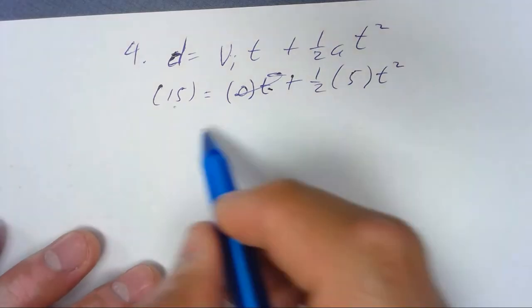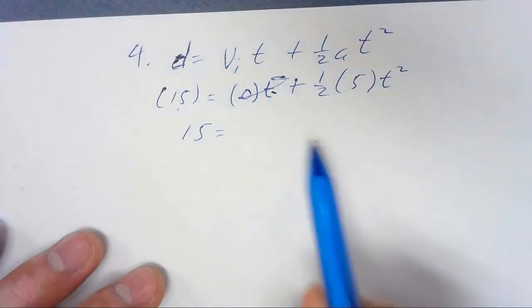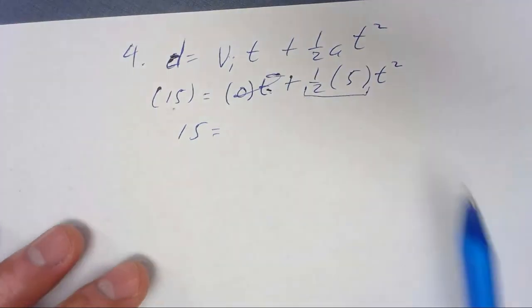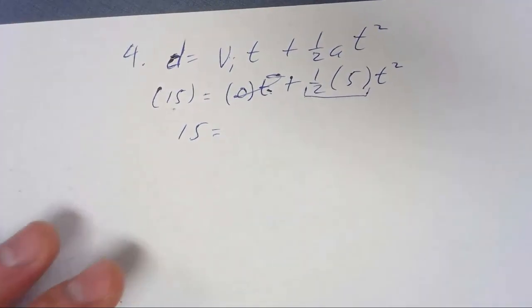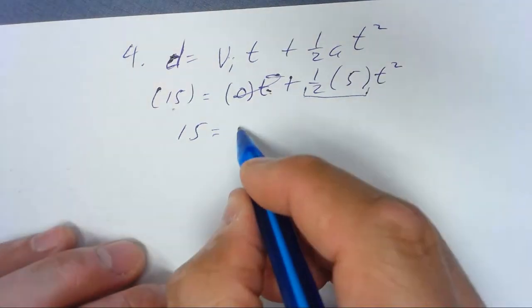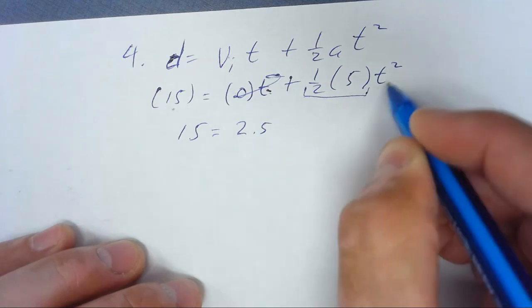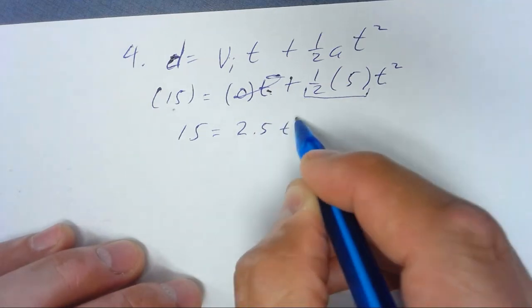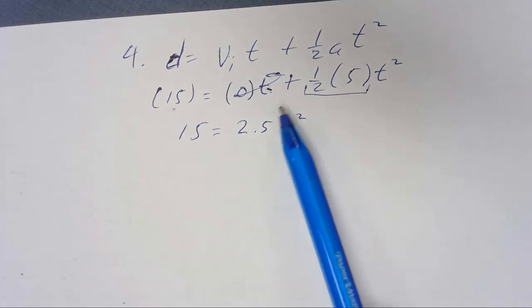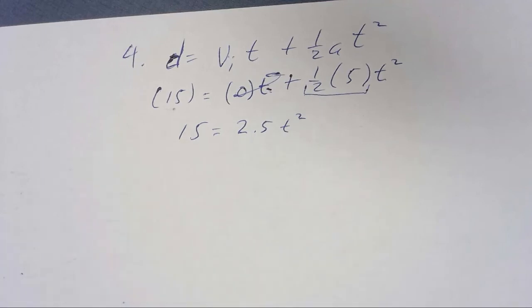So to simplify this, we have 15 on the left side. 0 went away. 1/2 times 5. Remember I said multiplying by 1/2 is the same as dividing by 2. 5 divided by 2 is 2.5. So this is 2.5, and I'm going to bring down my T squared. There's my simplified expression. So it's cool because you don't need the quadratic equation. The reason why you don't is because this T goes away anyway, because VI is 0.